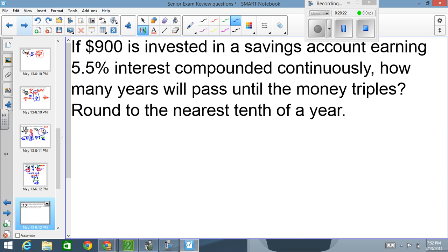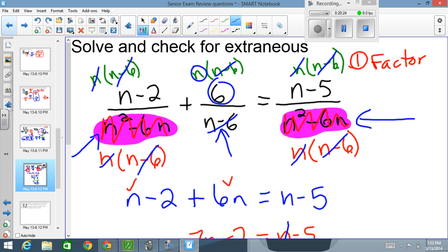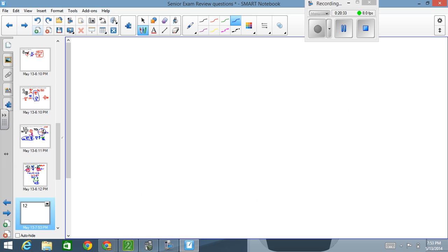Okay. Whoops. I feel like I missed one here from the review. Let me go ahead and add a slide here and add that one in. The next one is 21 equals 3 times radical x minus 7.